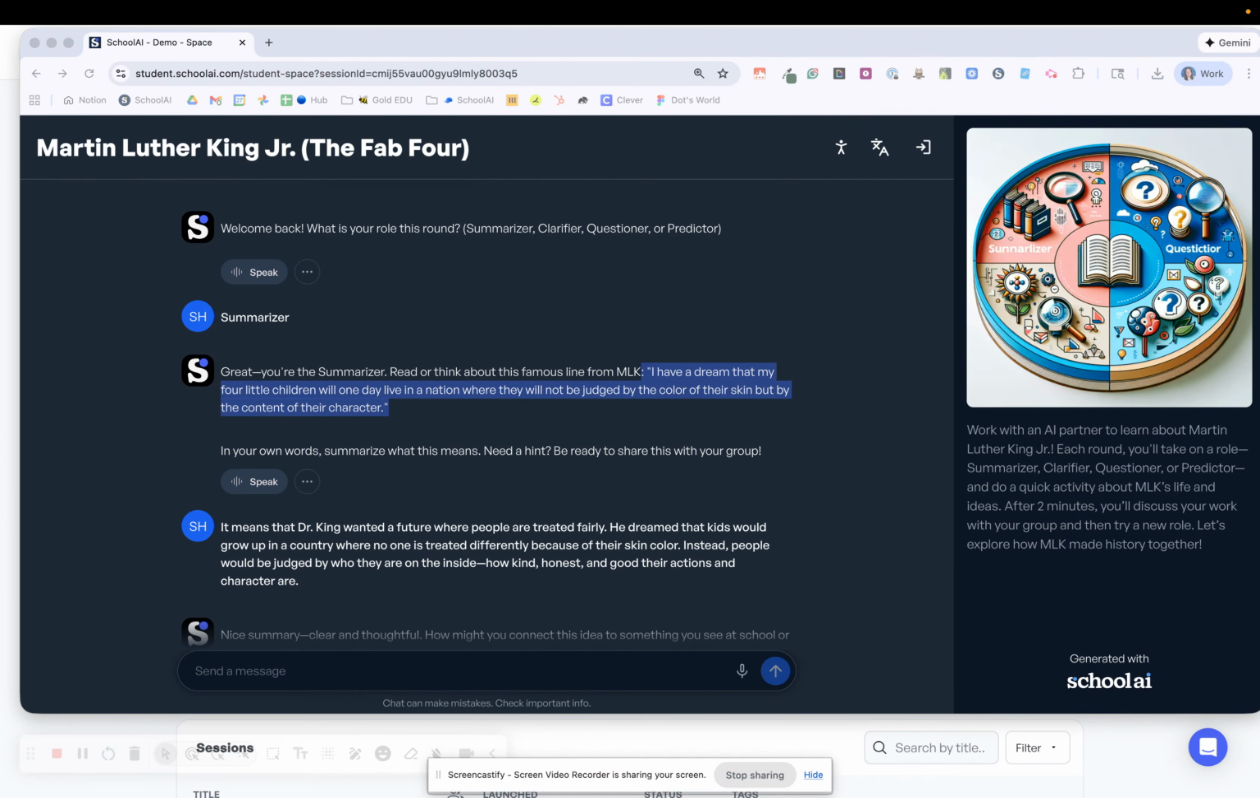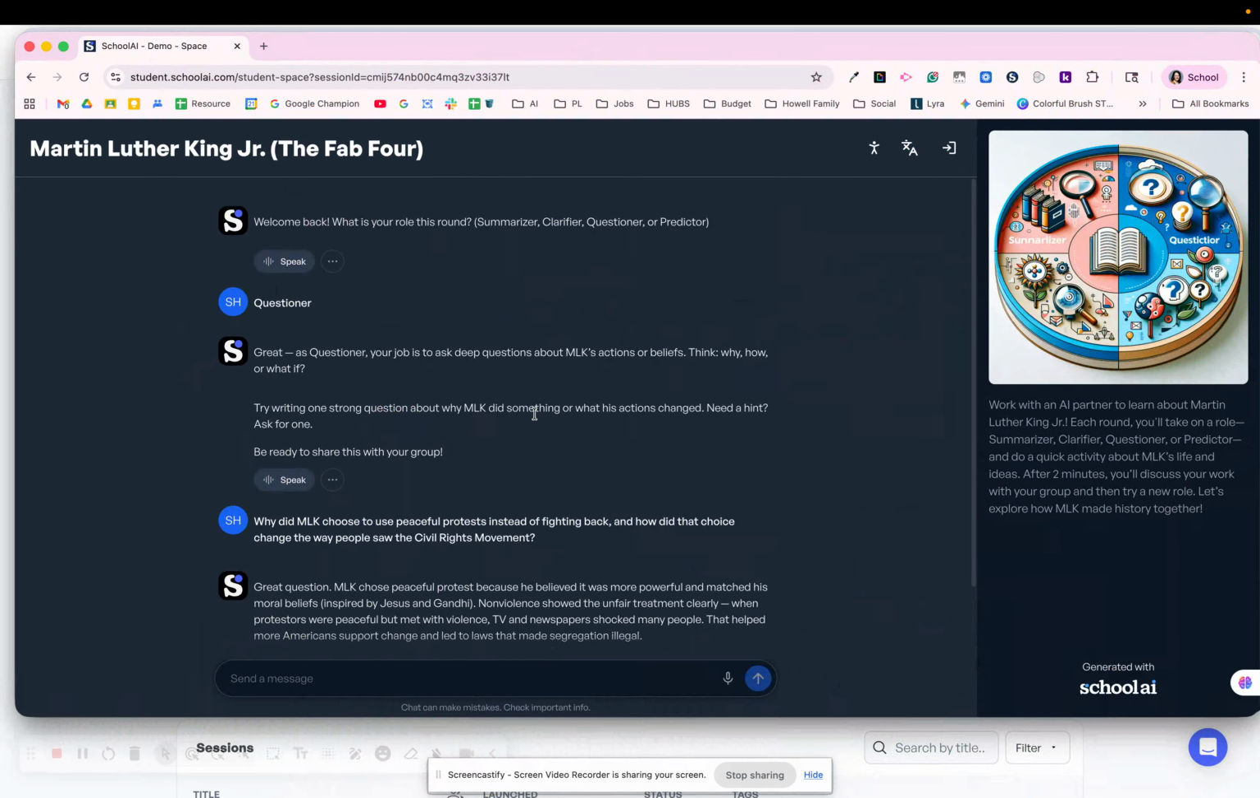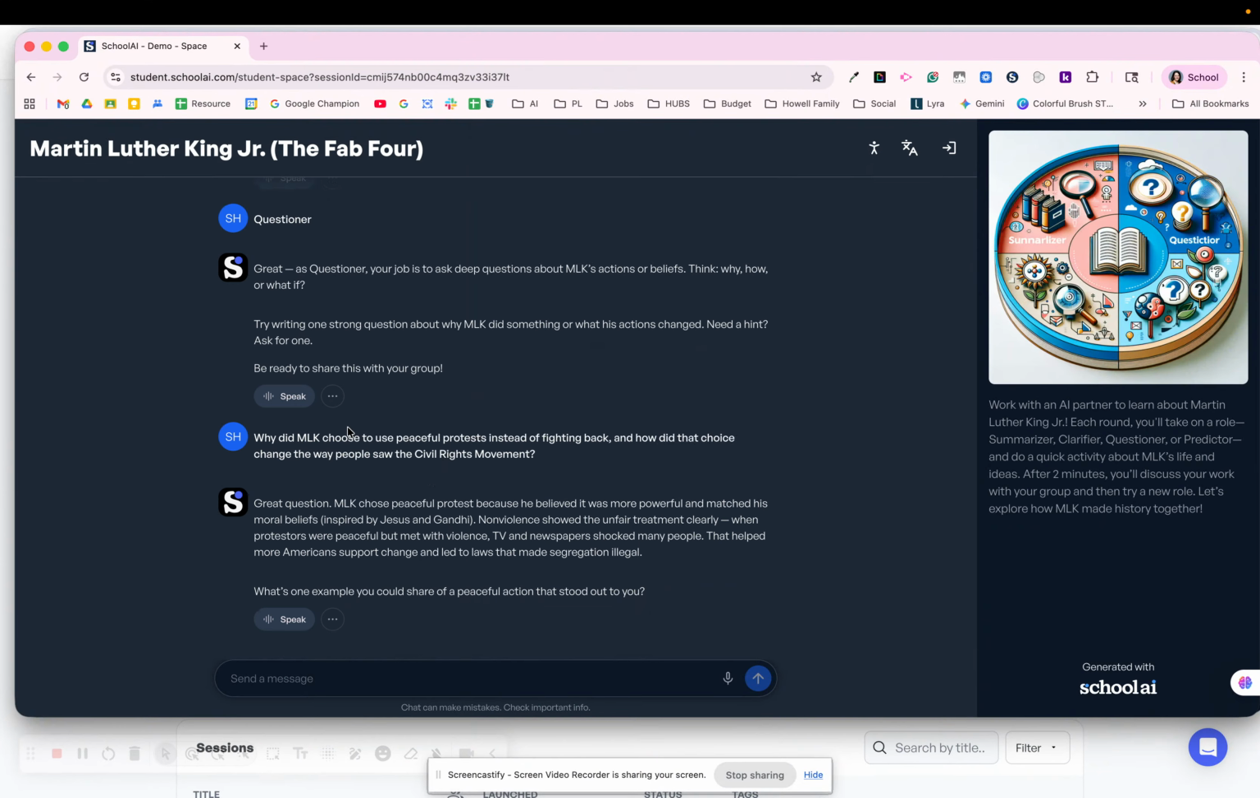Another student in the group might be the questioner. And this student really has to think through different questions that they might ask while they're going through this content. So now this person has to think through, what are some questions that might happen during this time zone, or what might happen within this topic. They're coming up with those questions that they're going to share back with their team and those answers as well.